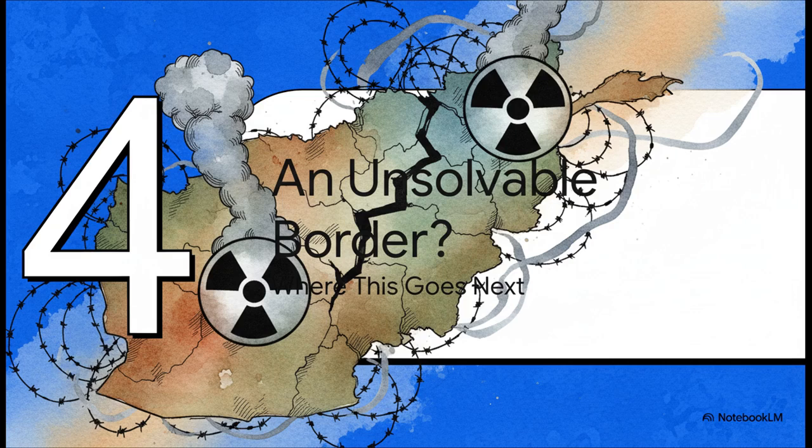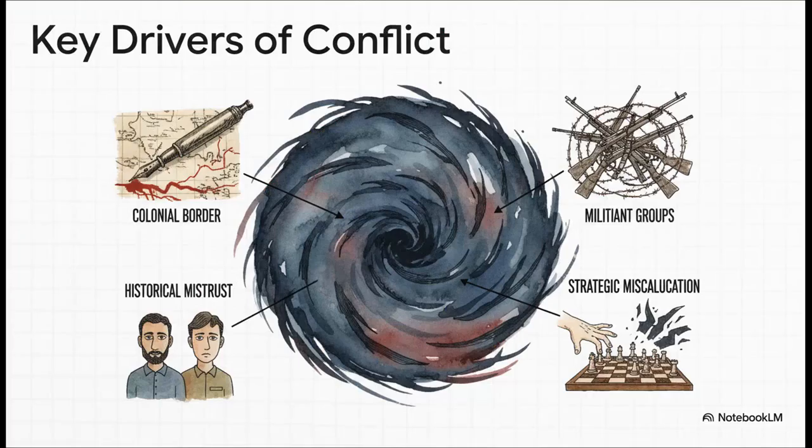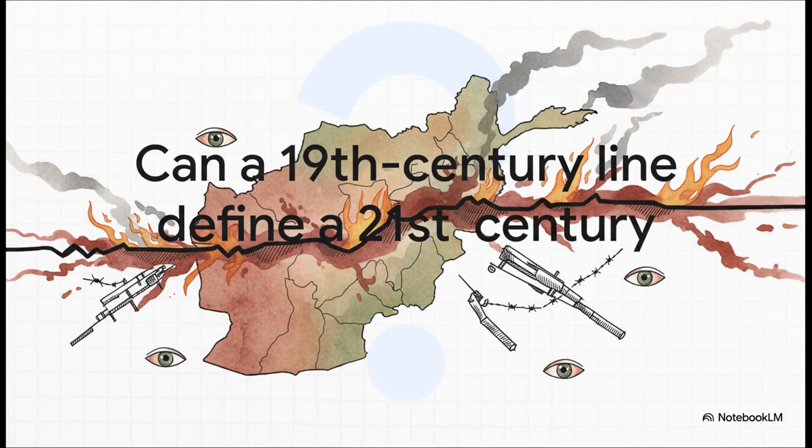So where does this all go now? What's next for two nuclear-armed neighbors that are so deeply entangled and, frankly, so deeply suspicious of each other? When you really boil it all down, this whole conflict is just a perfect storm. You've got the original sin of that colonial border, this tangled mess of militant groups, decades of bad blood and mistrust, and of course, the massive strategic miscalculation of supporting a group that would one day turn around and harbor your worst enemies. And that brings us to the most critical question facing the whole region.